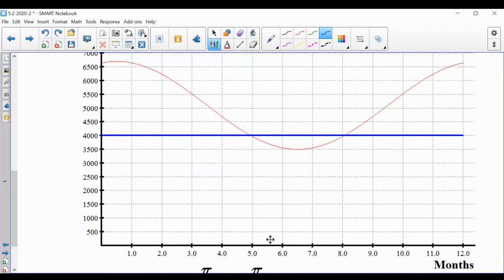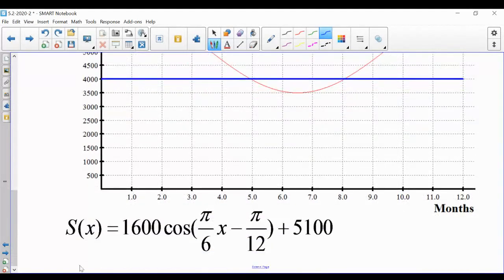What months are these? Month 5 and month 8, when it's not really that necessary for you to have heating oil, obviously. So between months 5 and 8, from the graph, we can see that the sales are dropping below 5,000. Somewhere in month 1 is when it's at its peak. Somewhere back in month 12, it's also back at its peak. But it's trending down and drops below the 4,000 mark at some point and goes back up. So here's my function: 1600 cosine of pi over 6 x minus pi over 12, plus 5100.